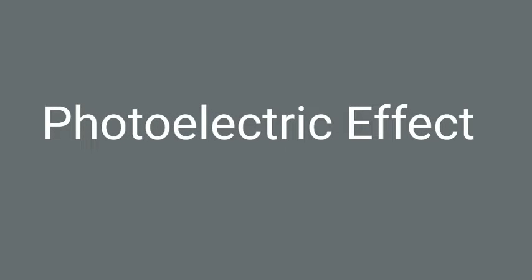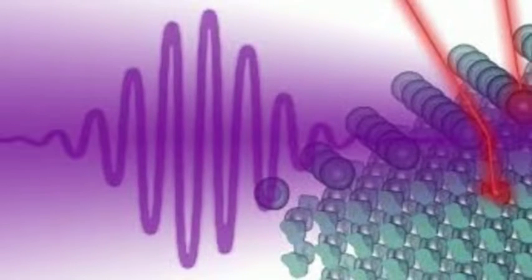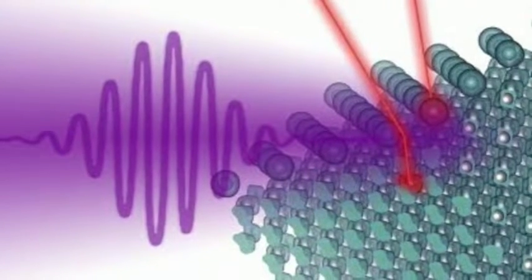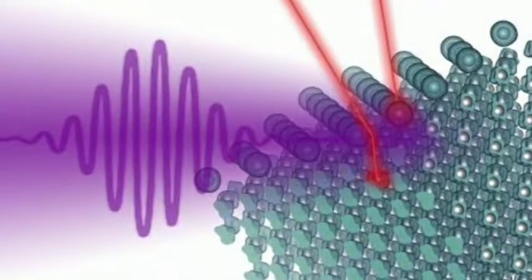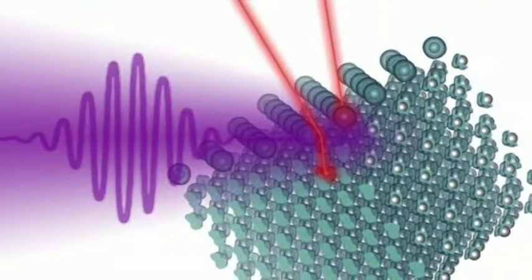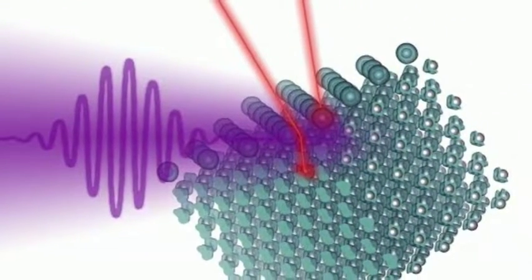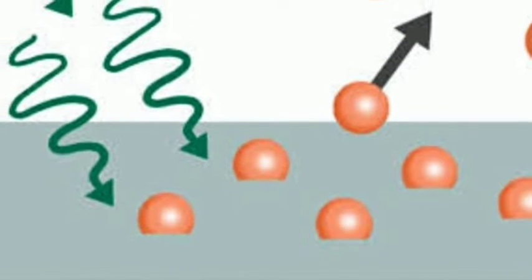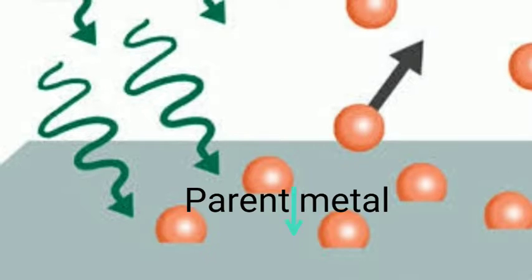Photoelectric effect. In the photoelectric effect, when a beam of radiation of a particular frequency falls on a metal surface, electrons are emitted from the surface. This occurs as an effect of absorption of energy by electrons from the incident radiation, which happens to overcome the binding energy of the parent metal.